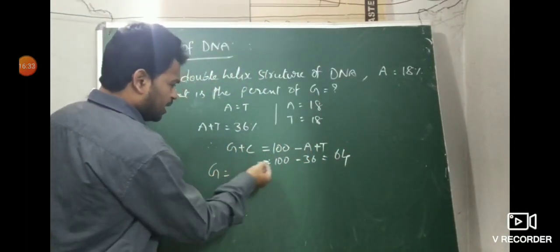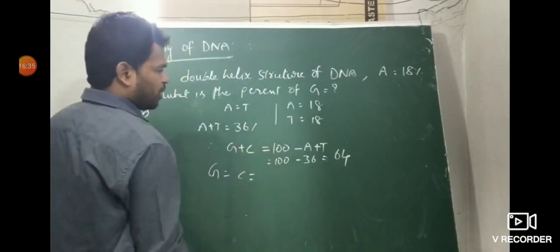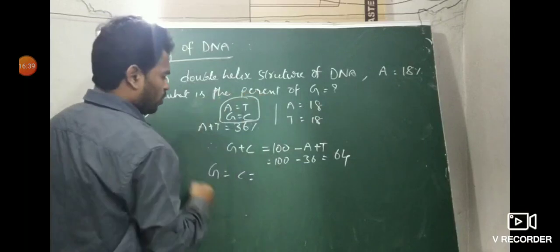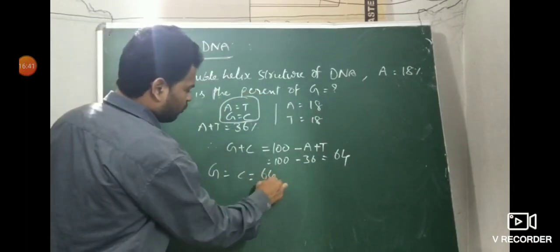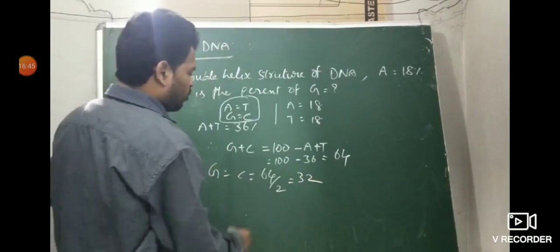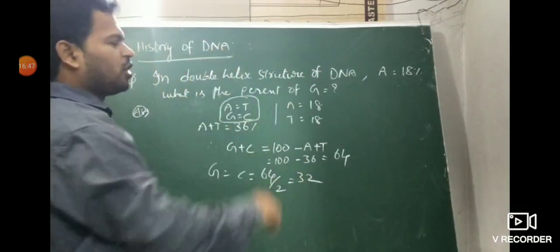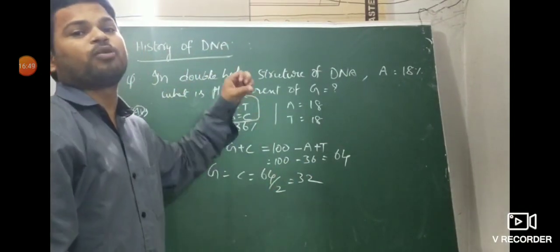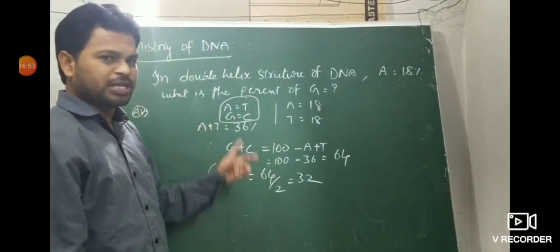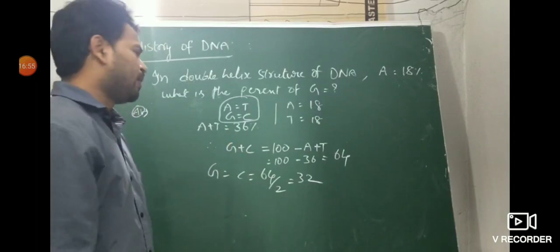Then G equals C. Guanine and cytosine are the same, this is the concept we know. So 64 by 2 is nothing but 32. So guanine equals 32, and cytosine is also 32. Such type of questions may also be asked. Did you understand? This is nothing but the purines and pyrimidines ratio.